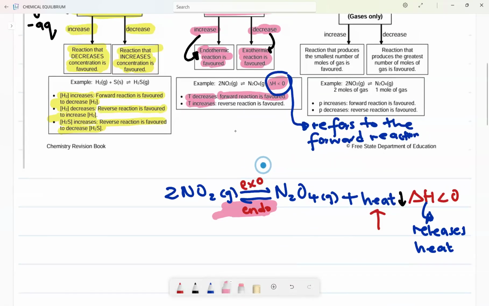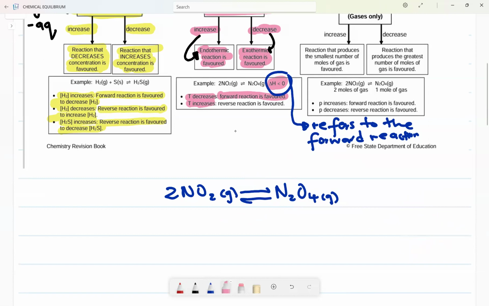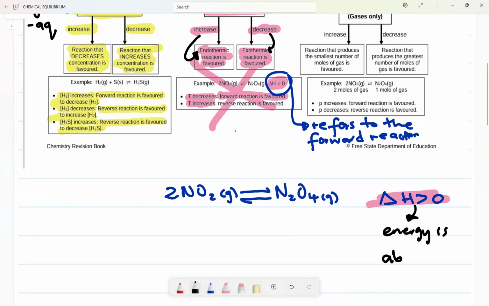Now let's move on. Let's change the statement and say we are no longer here. Let's say now the examiner gives us change in H is greater than 0. What does change in H greater than 0 mean? This means energy is absorbed. Remember, you absorb energy on the reactant, so it means energy will be absorbed on this side, so that we form something, to break maybe the bonds.